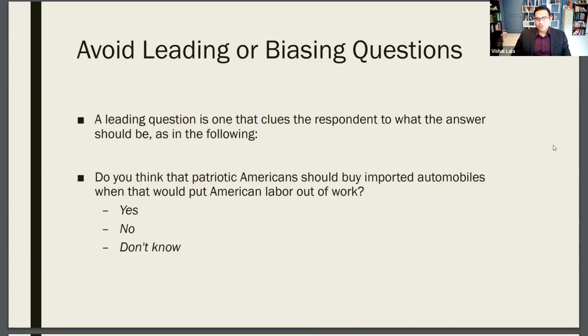A leading question is one that clues a respondent to what the answer should be, as in the following. Do you think that patriotic Americans should buy imported automobiles when that would put American labor out of work?